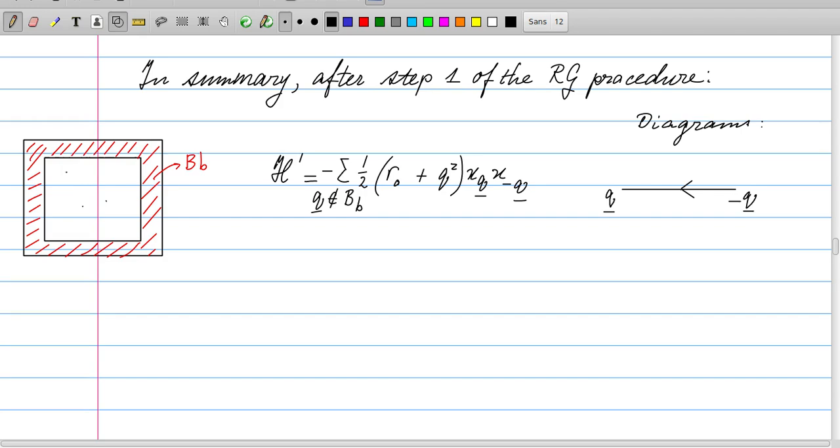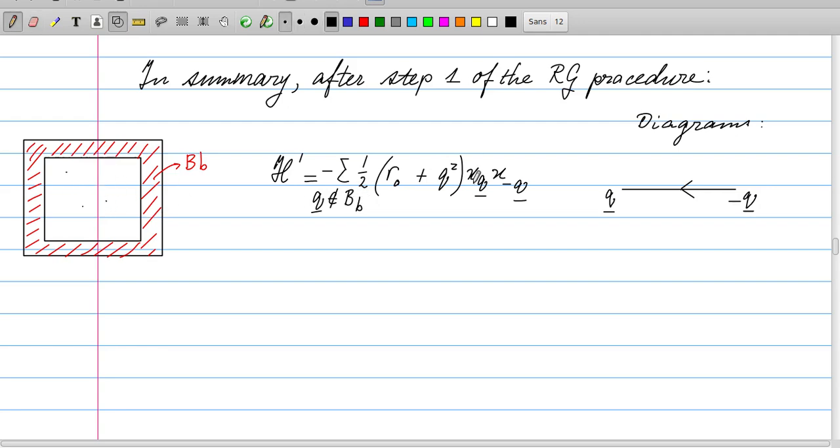Time to summarize. So we have performed one step of the renormalization procedure, step number 1, which consists of integrating out all the xq's in this red area. And what have we obtained? Well, first of all, we obviously have the 2-point interaction, which just survives for all the q's that are not inside the red region. So here everything is kept the same.